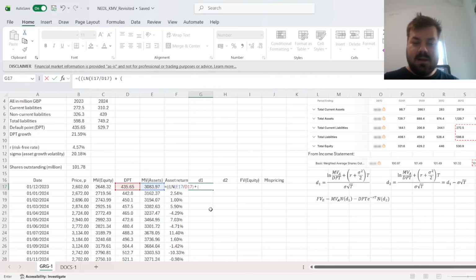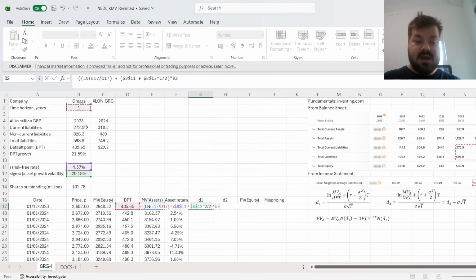And then we add the risk-free rate, locked, plus sigma locked squared divided by 2, times the time horizon. Again, because the risk-free rate, sigma, and the time horizon are the same across our months, all of those are locked. Market value of assets and the default point vary across times as they are not locked.